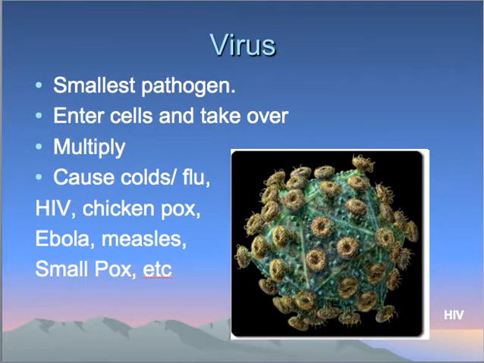On to viruses, though, because that's the meat and potatoes of these notes this week. A virus is the smallest pathogen out there. Very, very small, even compared to bacteria, which are microscopic themselves. They enter your cells and they pretty much take things over. They multiply and then they kill the cells that they're living in. Common viruses include the flu. You've probably heard of HIV. This is also chickenpox and Ebola and measles and smallpox.